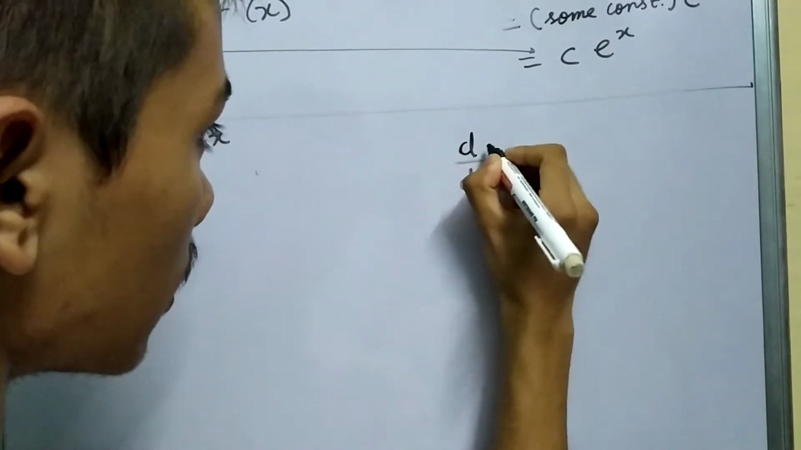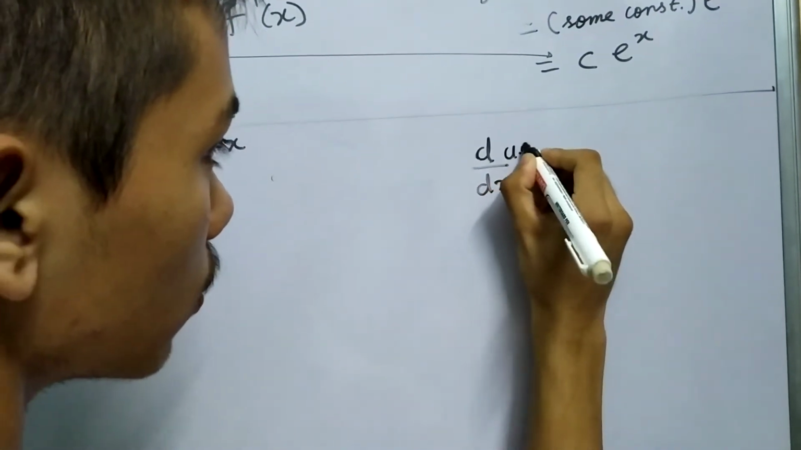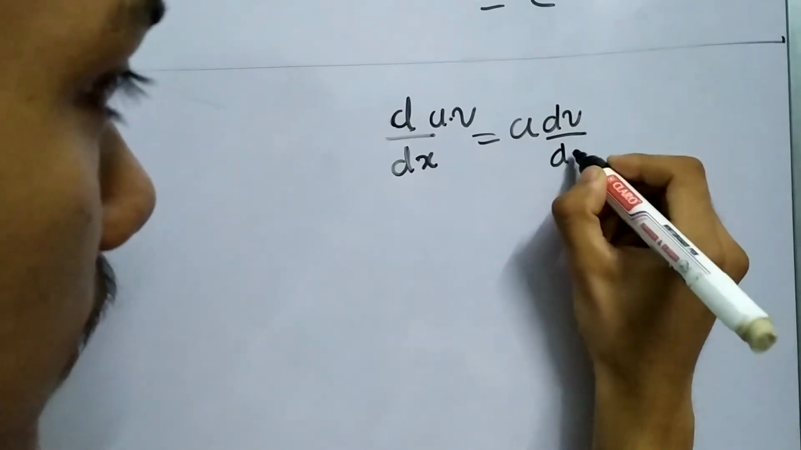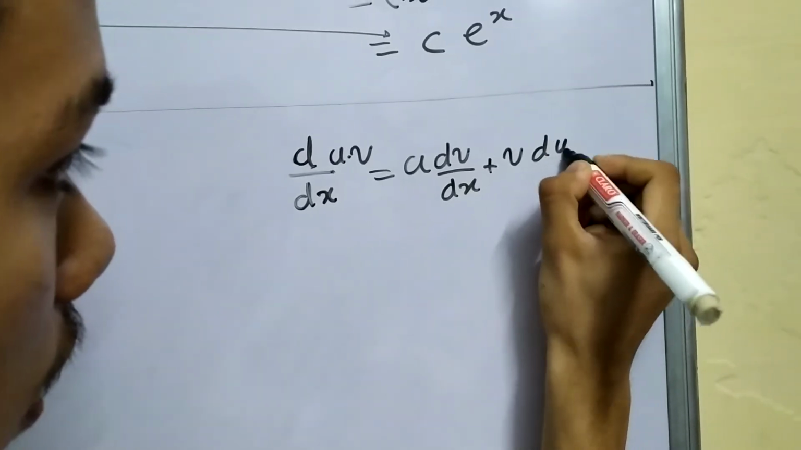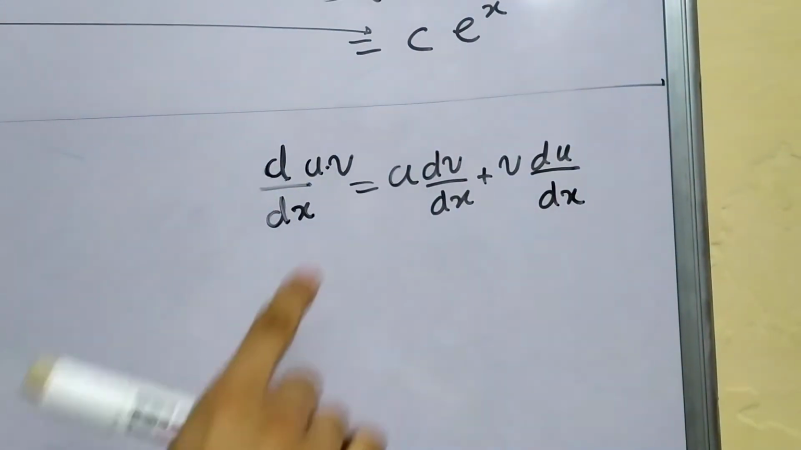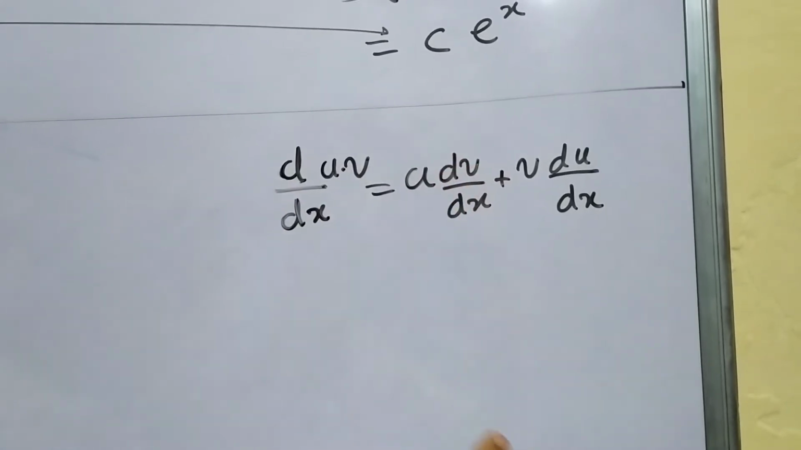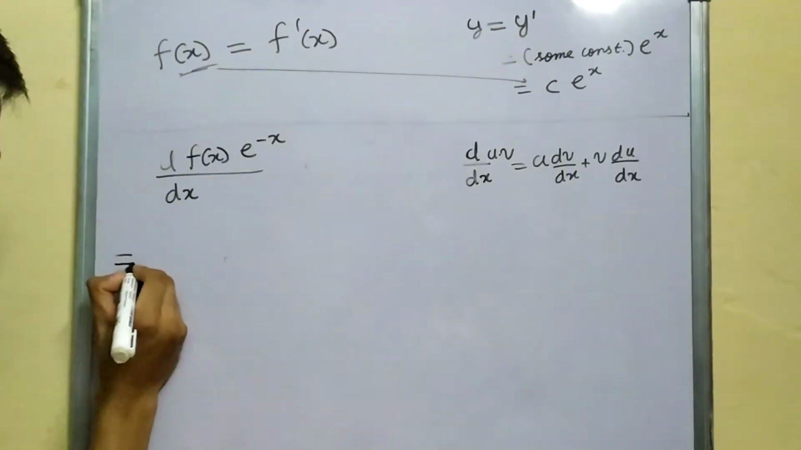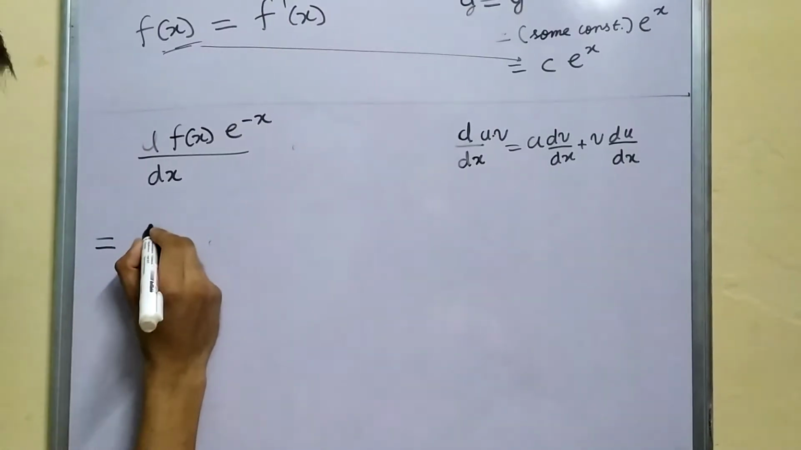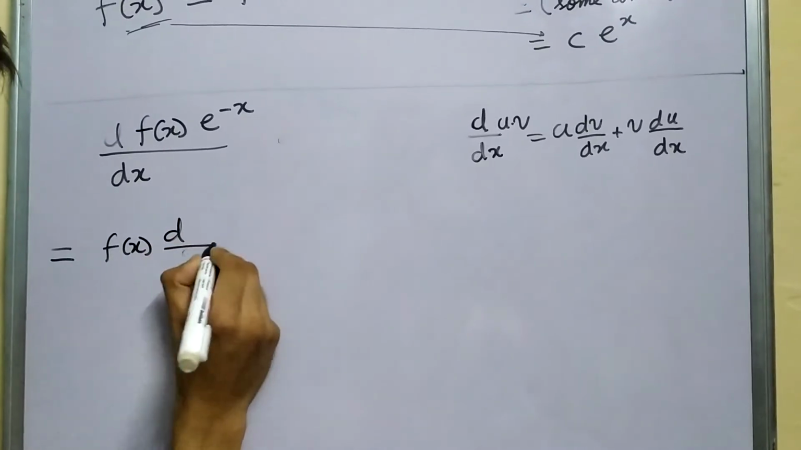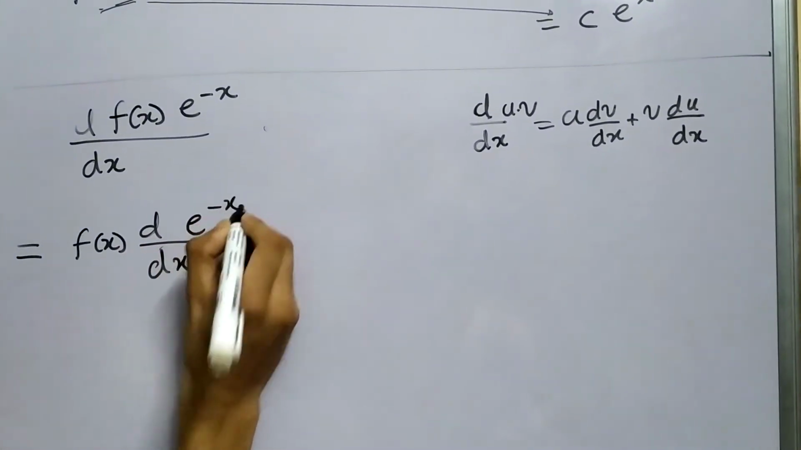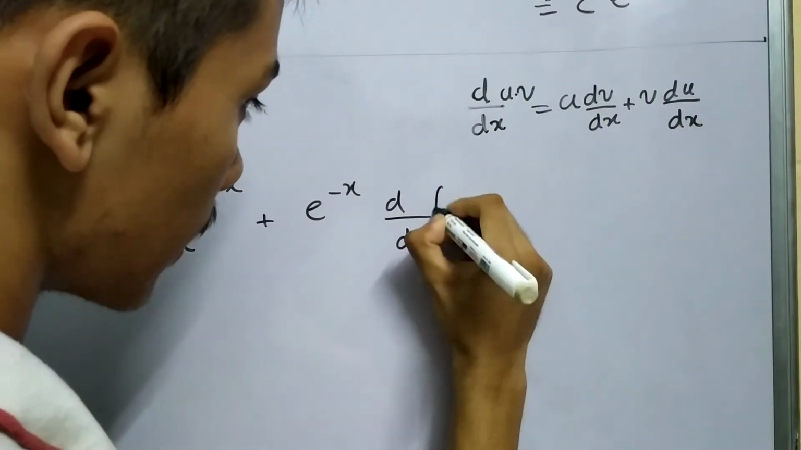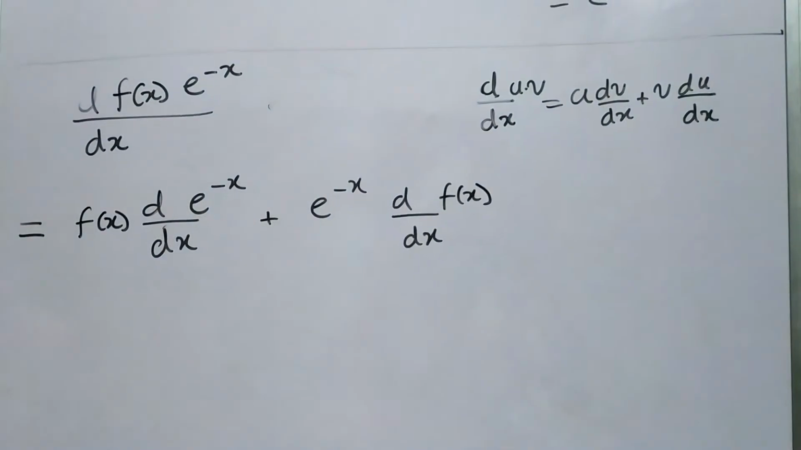So d by dx, let us say two functions, u and v, both of them are functions of x. This is u dv by dx plus v du by dx. Keep the first function as constant, then differentiate the second, then keep the second one as constant and differentiate the first. So let's do this. Keep the first function as constant, f of x, differentiate the second, e to the minus x, plus keep the second one as constant and differentiate the first one.